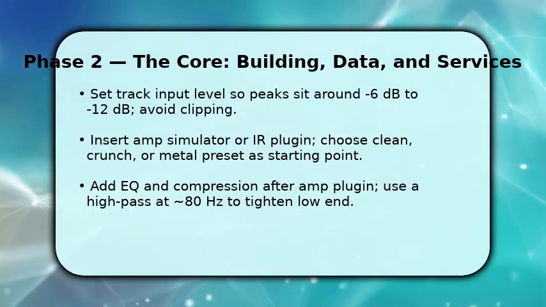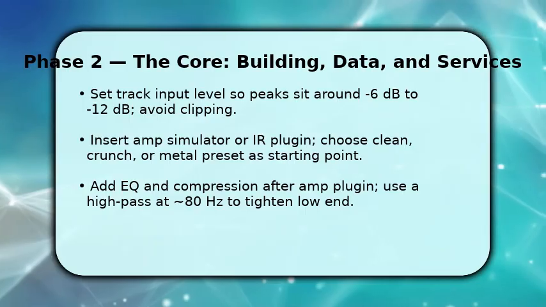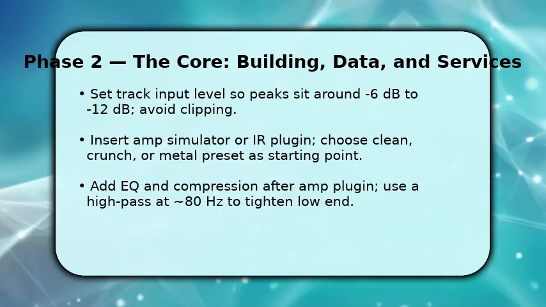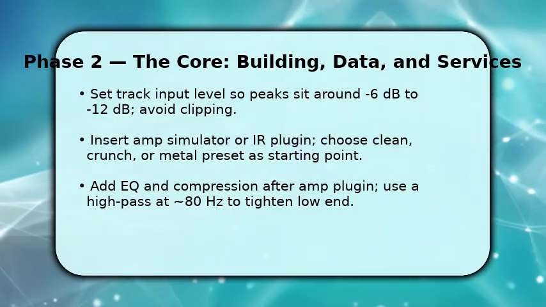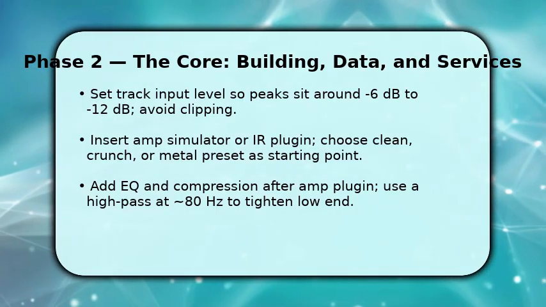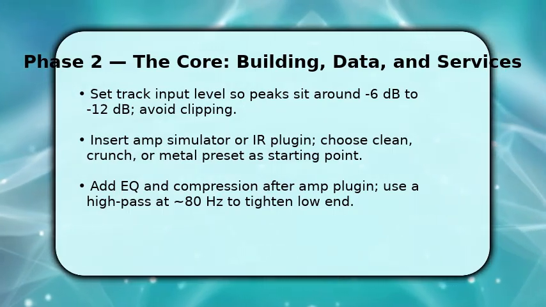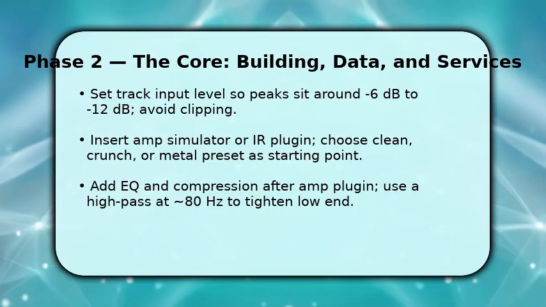Next, insert an amp simulator or impulse response loader on the track. Pick a preset that matches your target sound and tweak drive, tone, and presence. After that, add an equalizer and a light compressor following the amp plugin to control dynamics and remove muddiness. Make sure to monitor at realistic volume levels.